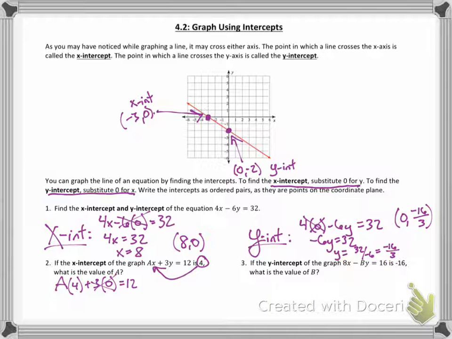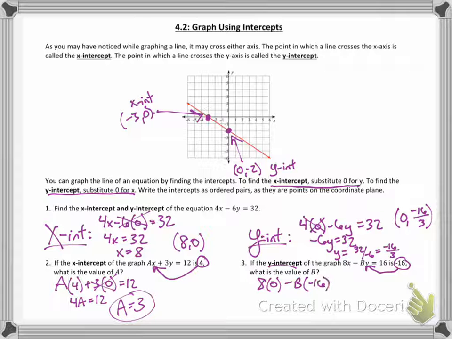So again, 3 times 0 cancels out. I'm left with 4a equals 12. Divide each side by 4. The a value would be 3. Number 3 is the exact same idea, except it's saying the y-intercept. So I give you the y-intercept of -16. That means the x value is 0.